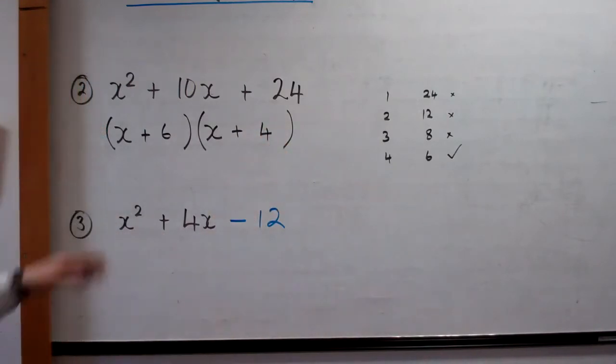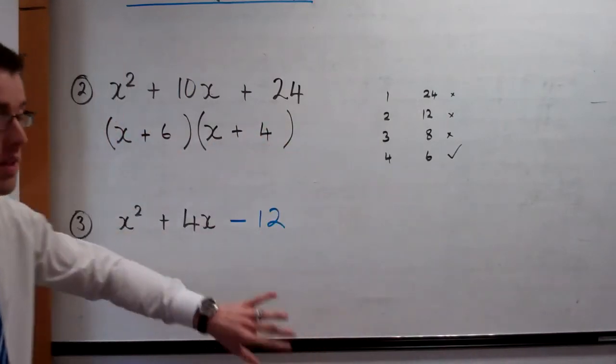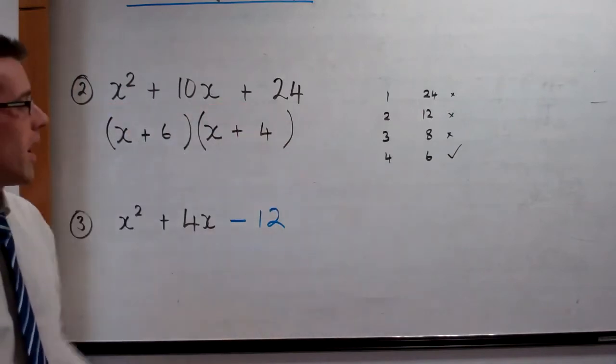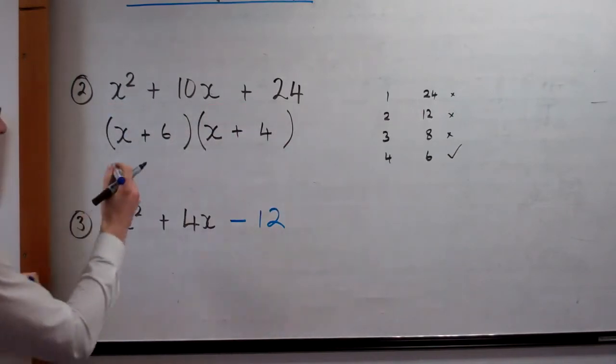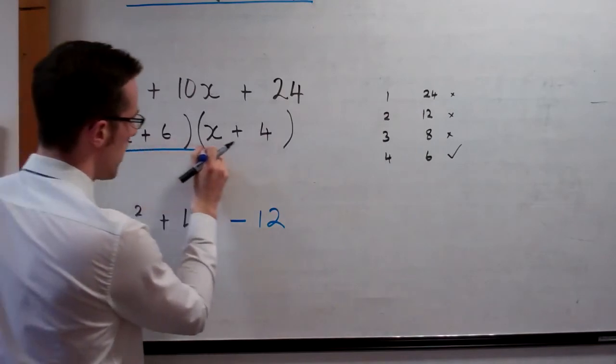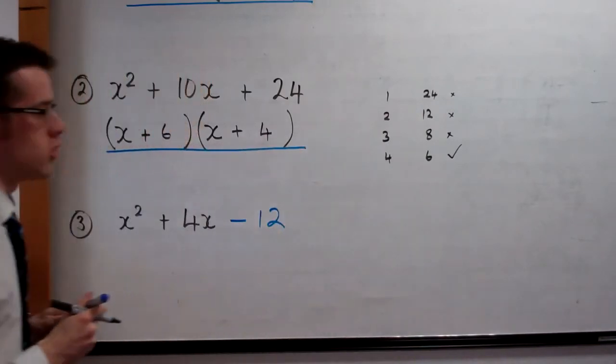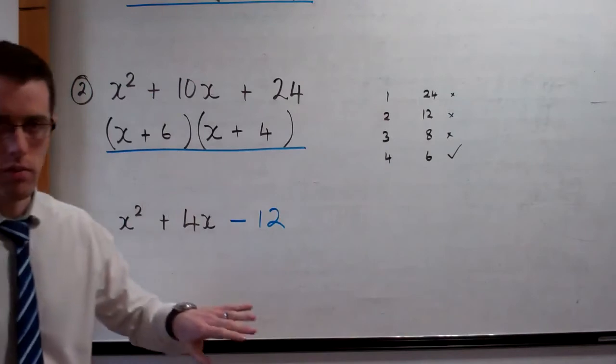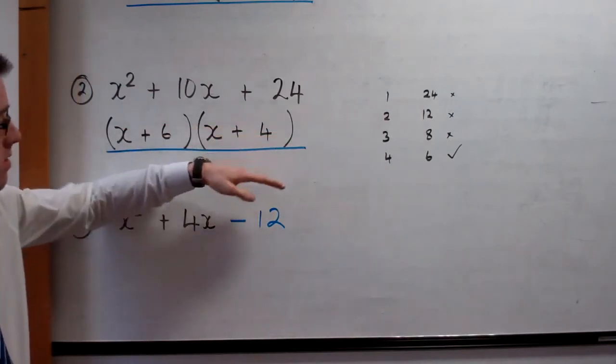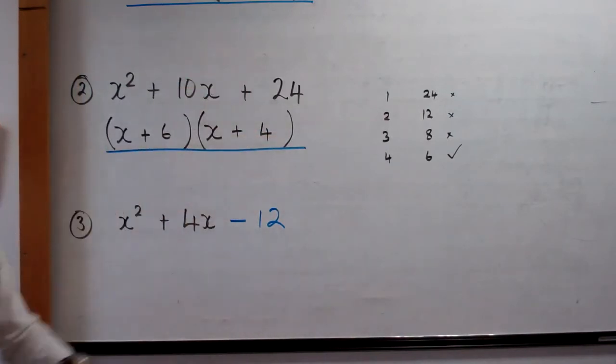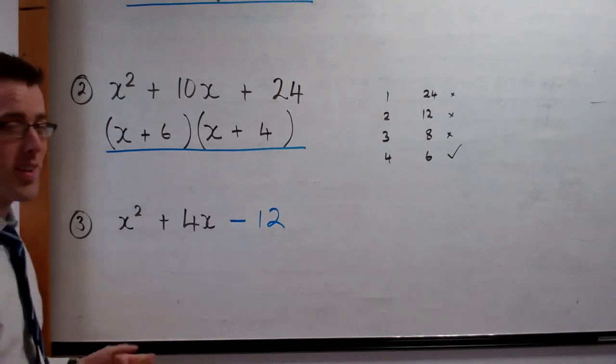Now, if you were to take this now and multiply out the brackets and simplify, you should get back to x squared plus 10x plus 24, and that's really important that you're able to do that. Okay, so try that as well tonight. Multiply out these brackets and see if you can get back to this, and then you know your answer's correct. Right, that's why I like factorising so much.